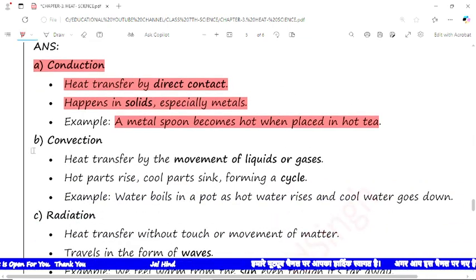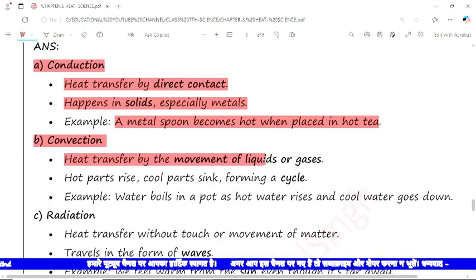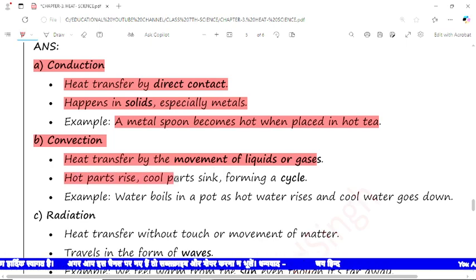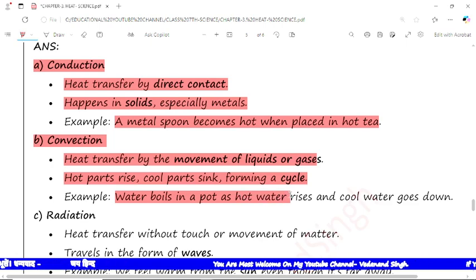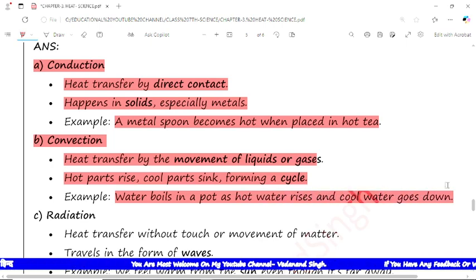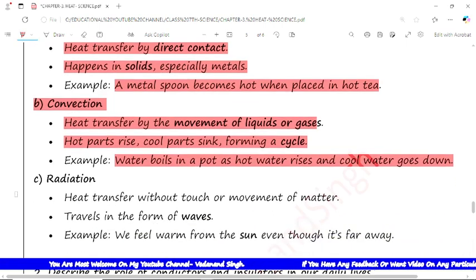The second method is convection, that is the heat transfer by the movement of liquids or gases, where hot parts rise and cool parts sink, forming a cycle. The next example is water boiling in a pot, as hot water rises and cold water goes down. And the next is radiation.